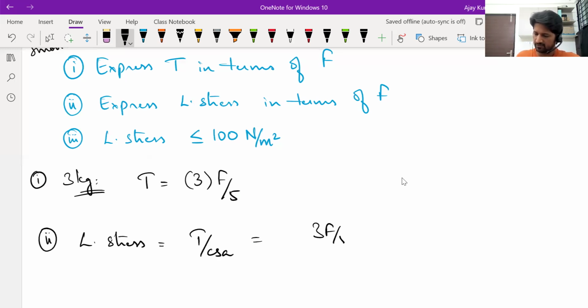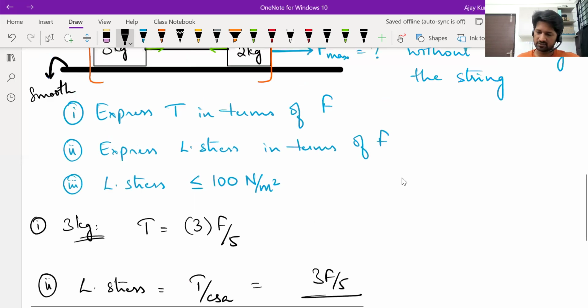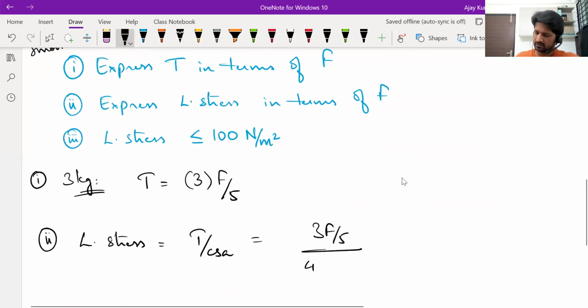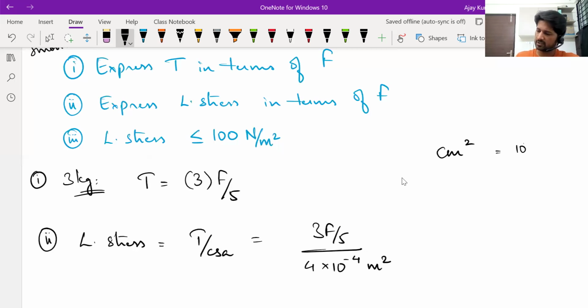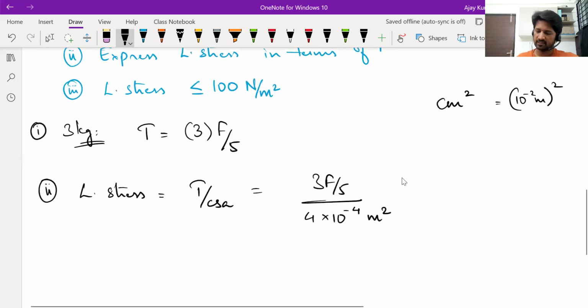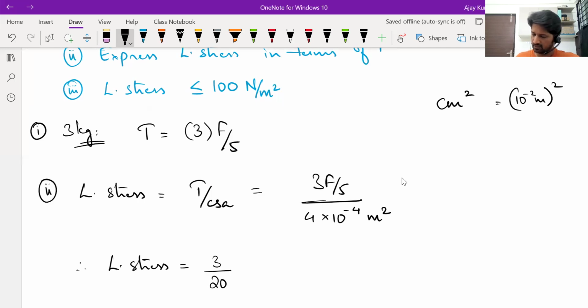Tension is 3F by 5 divided by area of cross-section, given as 4 centimeter square. That becomes 4 into 10 power minus 4 meter square. Okay, you should be very comfortable converting units also. Centimeter square is 10 power minus 2 meter whole square. Becomes 10 power minus 4 meter square. Therefore, the longitudinal stress in the string, depending on the force F, becomes 3 by 5 into 4 is 20. 10 power minus 4 goes to the numerator, 10 power 4 multiplied with F.